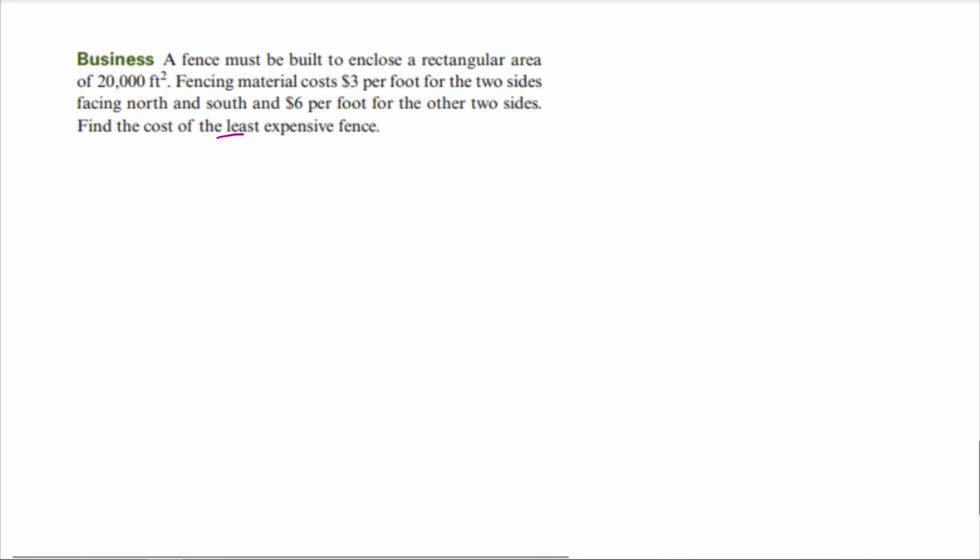So these are keywords. Least expensive fence lets me know that I need to minimize expense. So let's say we want to minimize cost. Once you know what you want to minimize or maximize, then our task is to find that equation. So what is the cost equation?